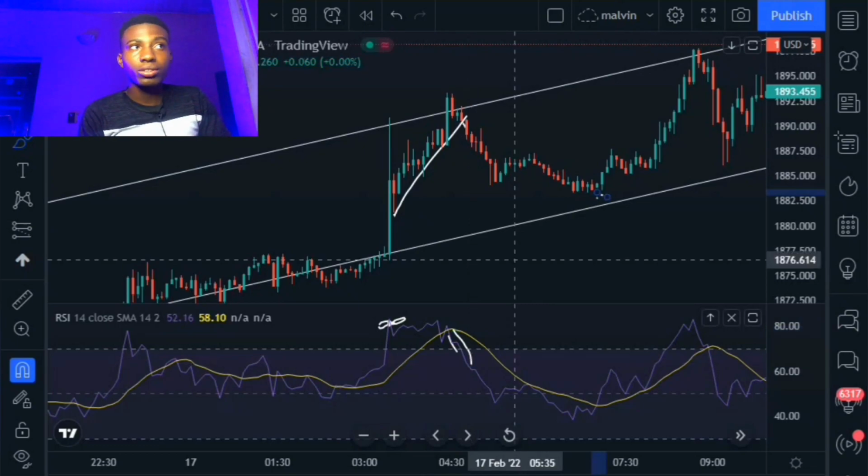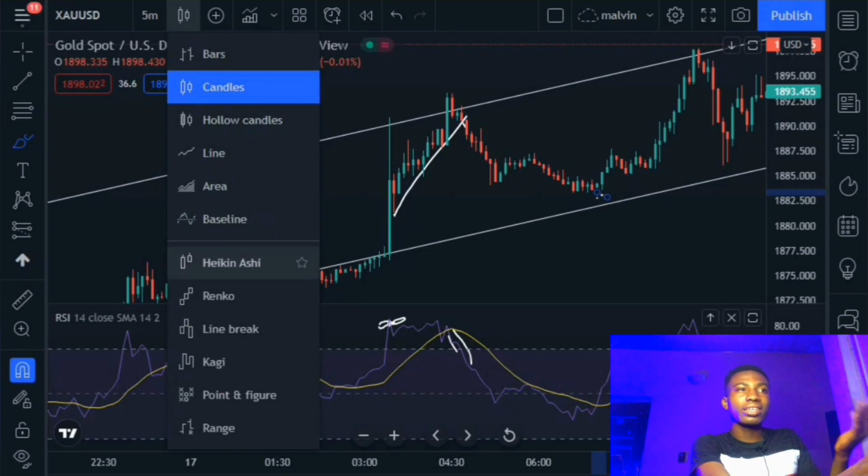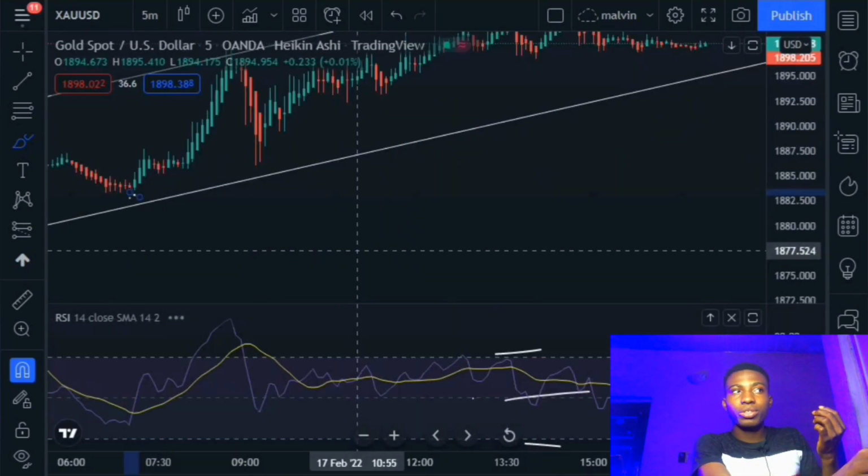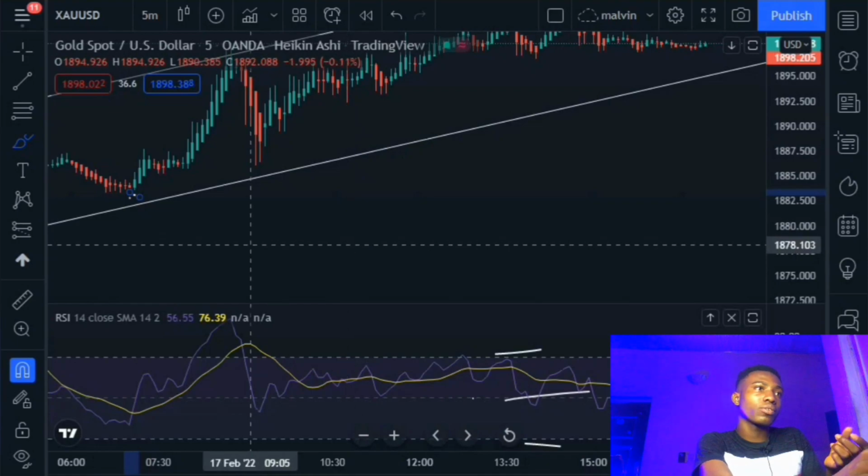Okay, so just to make this much easier and simpler for you to understand, you can easily change it to hollow candlesticks, which will make everything much easier for you to understand.